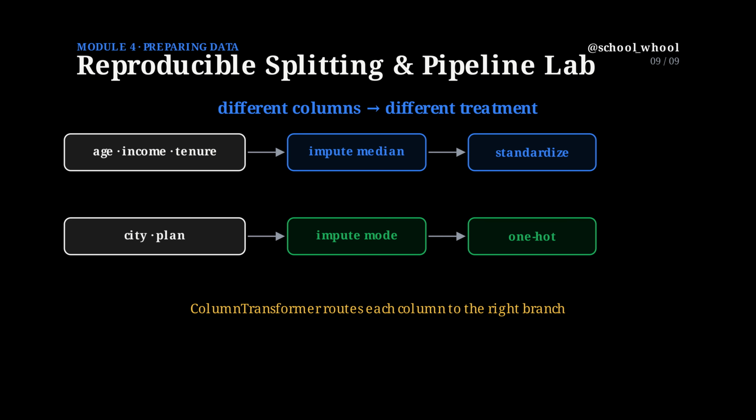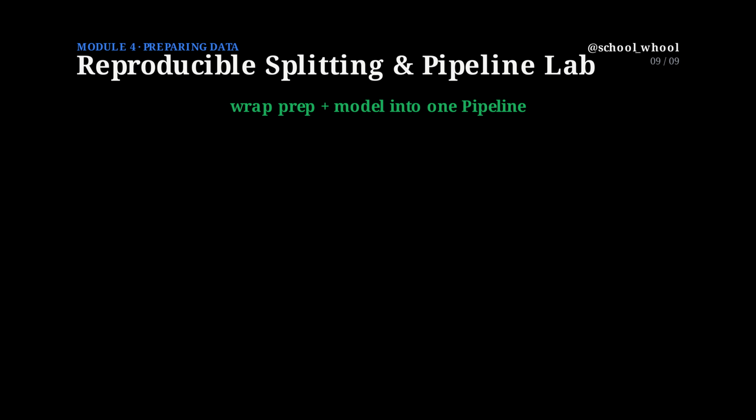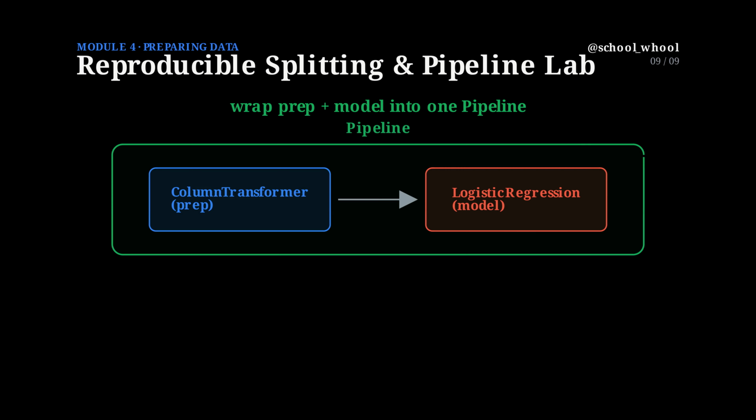Then we wrap the column transformer and the model into one outer pipeline. Pre-processing first, logistic regression last. The result is a single object that knows how to prepare raw data and make a prediction, end to end.